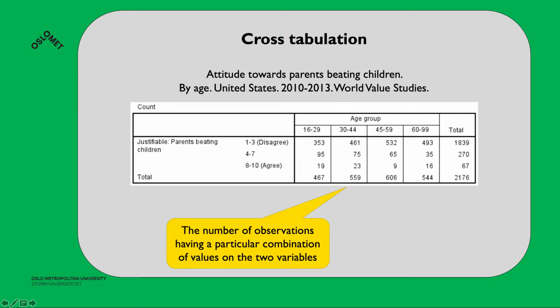So this is a cross table. It shows a particular combination of values for 2 different variables, in this instance age and the attitude towards parents beating their children.